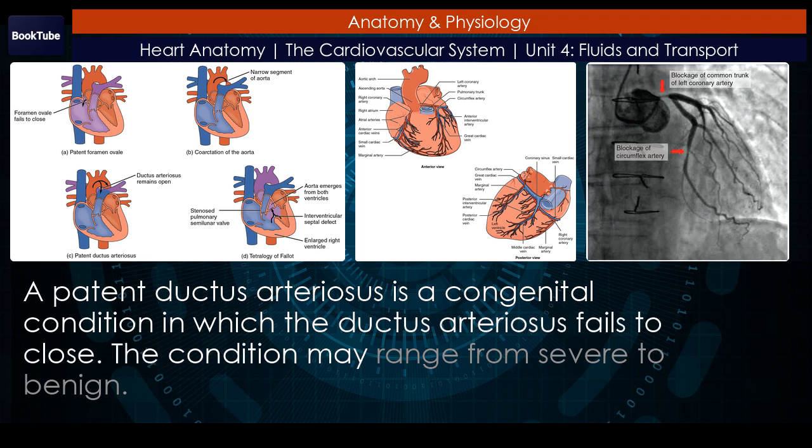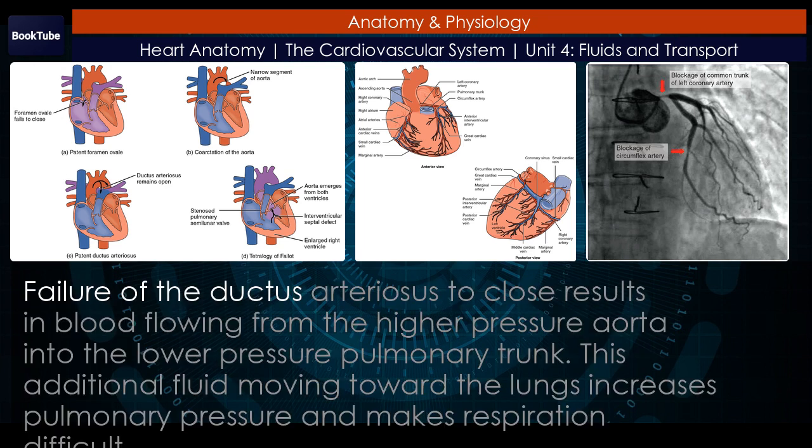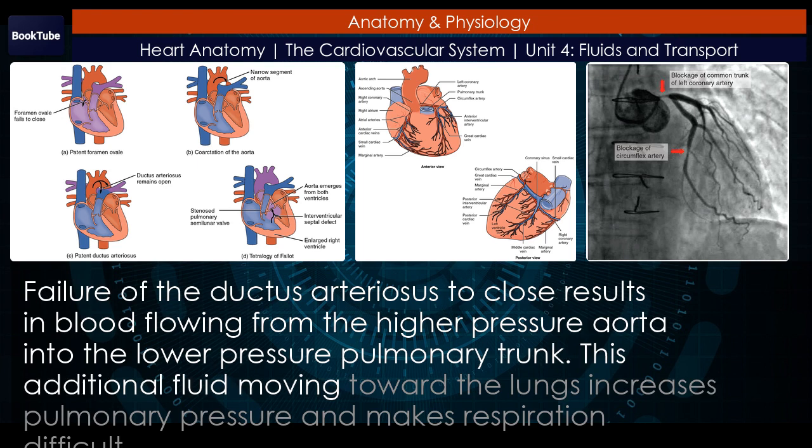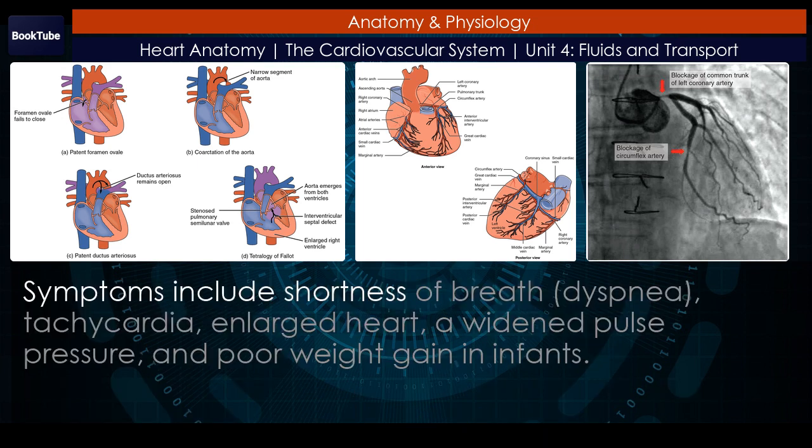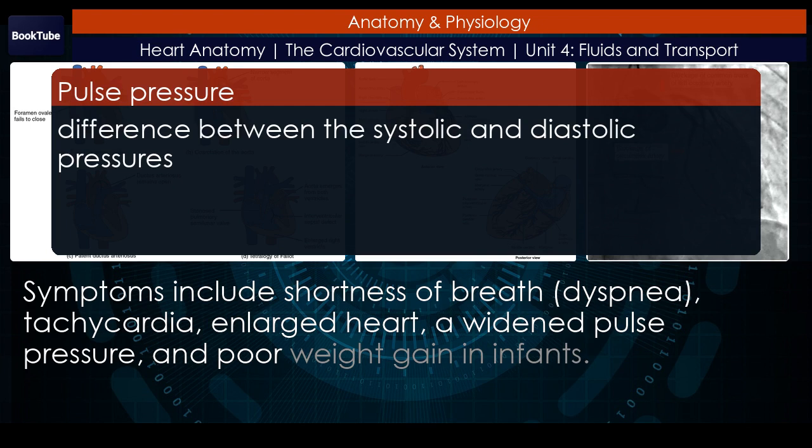The condition may range from severe to benign. Failure of the ductus arteriosus to close results in blood flowing from the higher pressure aorta into the lower pressure pulmonary trunk. This additional fluid moving toward the lungs increases pulmonary pressure and makes respiration difficult. Symptoms include shortness of breath, dyspnea, tachycardia, enlarged heart, a widened pulse pressure, and poor weight gain in infants.